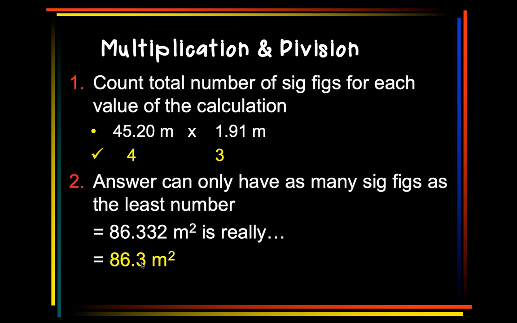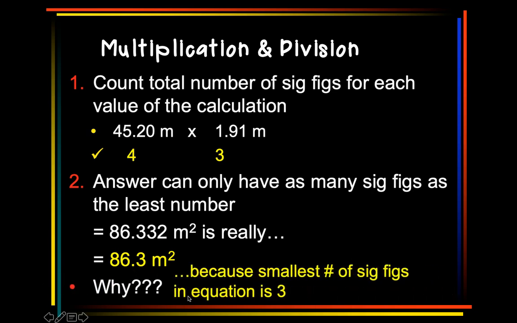So remember, we're doing science math, not just random math. Random math says, sure, this can be the answer because that shows the math function. But science says your final answer can't suddenly be more specific because remember, every number is earned. So these numbers, these 3 and these 2, never existed in science. The science answer is 86.3. We rounded it off, chopped it off to give the science answer. Why? Remember, the smallest number of sig figs in the equation was 3. That's why it chopped off at 1, 2, 3 sig figs.